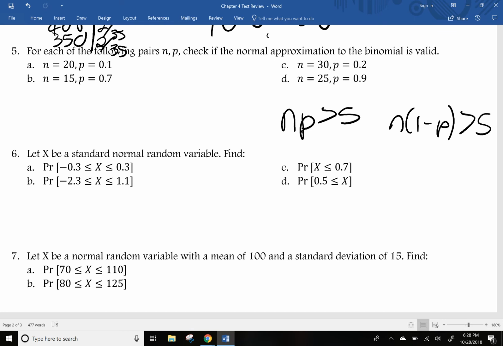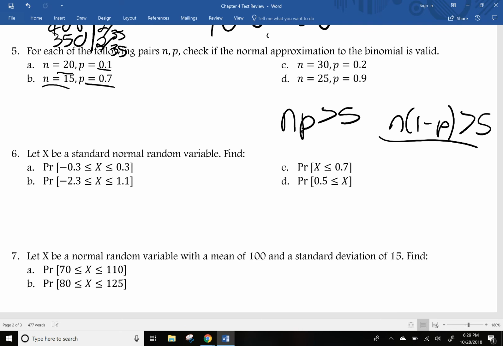So for the first one, N is 20 and P is 0.1, so 20 times 0.1 equals 2. And since that is not bigger than 5, the answer for A is no. Don't even have to worry about doing it on the other part of this because it wouldn't matter.